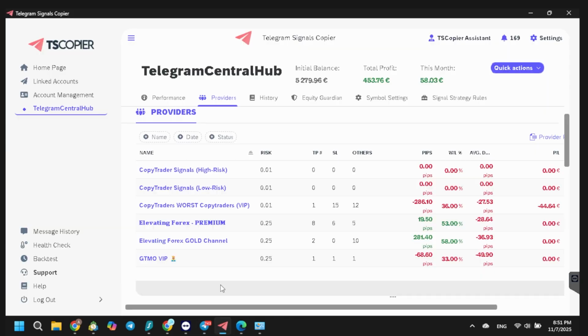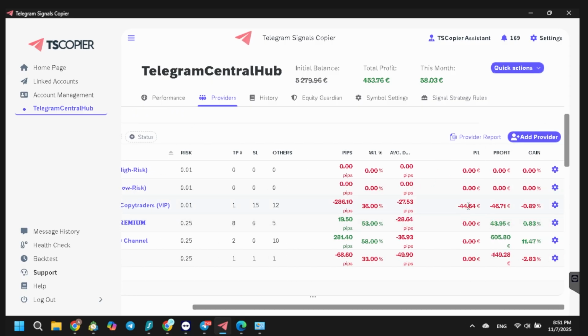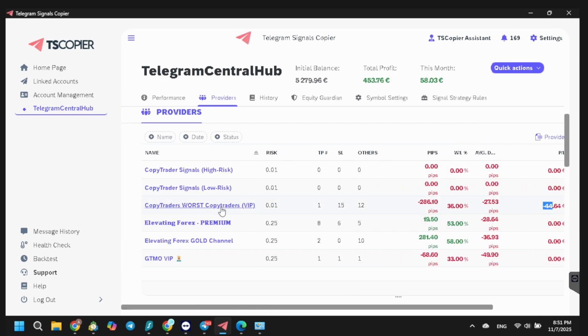So I of course was expecting at least a single trade this week, but as you can see there are no trades for this week. But for the worst copy traders there was definitely some action. As you can see I have a negative $40 for this week, and keep in mind that for each trade I was using $10.